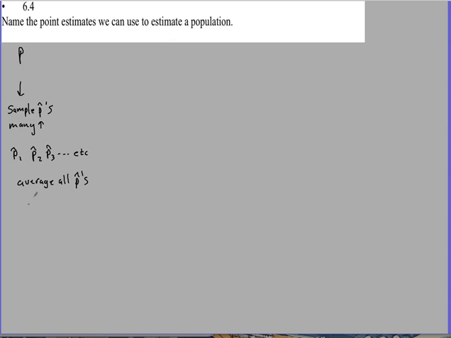Okay, and this is the notation we use, we averaged the p hats. And if you notice, when we averaged the p hats, it actually equaled the proportion from the population. So if you take the average of all the sample proportions, it actually equals the population proportion. So when that happens, we call p hat an unbiased estimator of p.